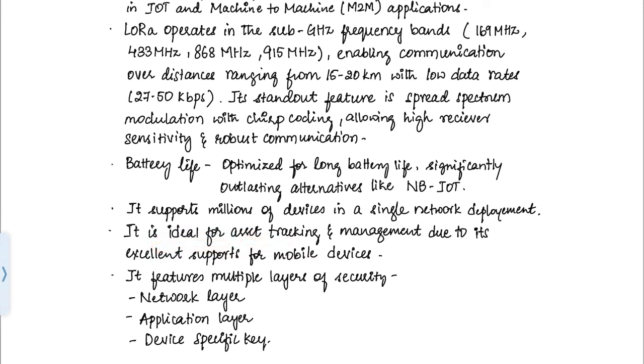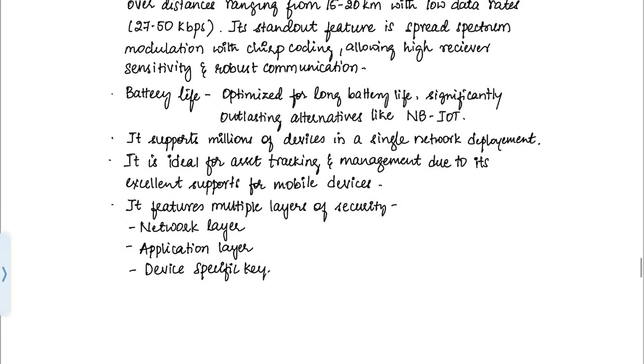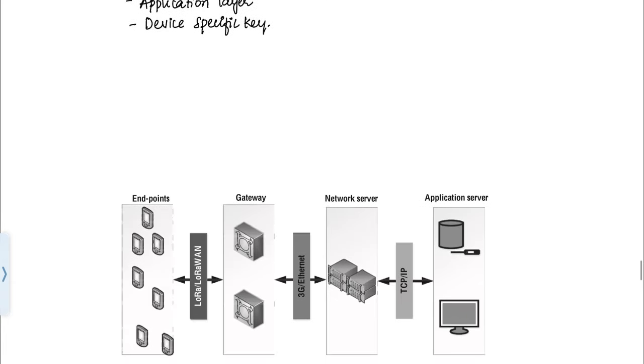Speaking of the other features, security features. First one is the network layer. So the network layer secures communication at network level. Network key is used here. Then we have application layer, application key, which provides end-to-end security at application level, and device-specific key, which is very unique for each and every device, and it will help us in identifying the devices uniquely.